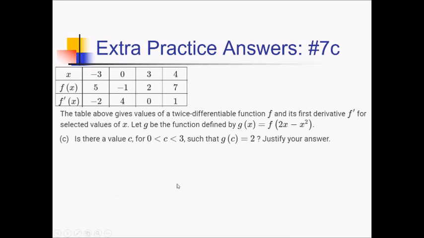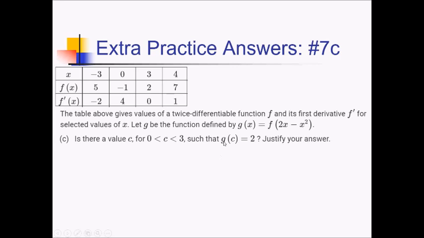For this part of the problem, they're asking if there's a c value between 0 and 3 such that g of c is 2. So this is invoking the intermediate value theorem if you're asking for a certain output value given a range of x values. And for that, we need to know whether we are continuous for this function along this interval, and also whether 2 lies between g of 0 and g of 3, the beginning and the ending y values of this function on this interval. Let's tackle the continuity piece first.